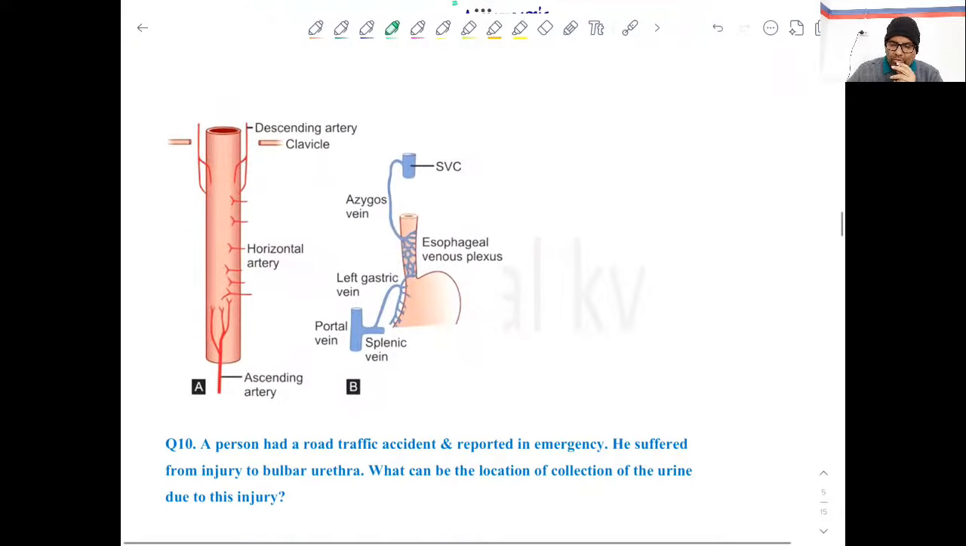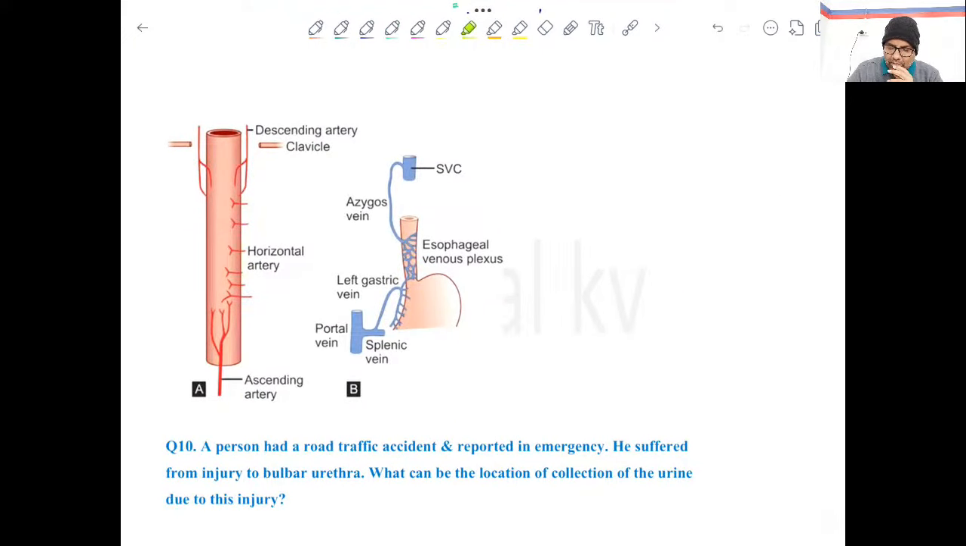Now here if you look, this is the lower end of the esophagus, and here the systemic vein is the azygous vein. Clear? And the vein which is of the portal system is the left gastric vein. So the left gastric vein is the vein of the portal system, and the azygous vein is the vein of systemic circulation, that is the superior vena cava here.